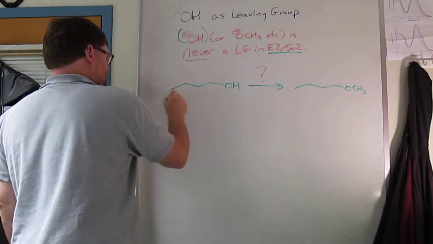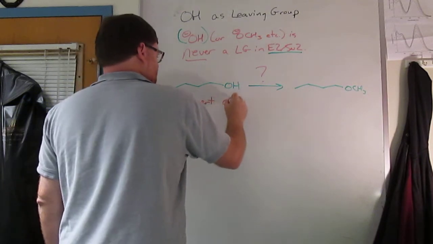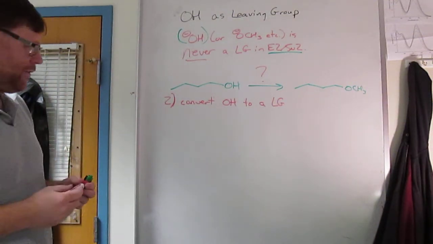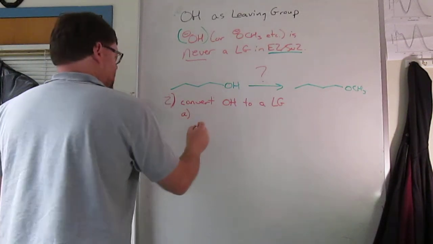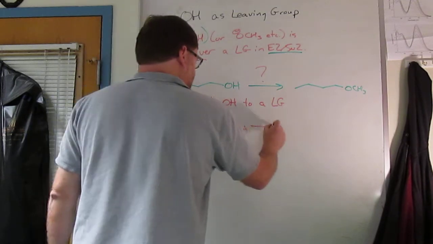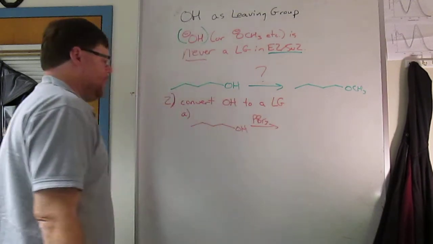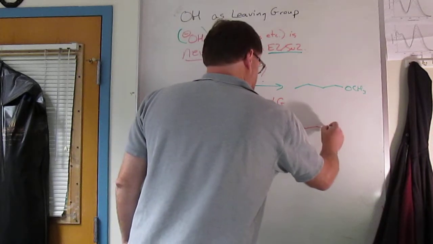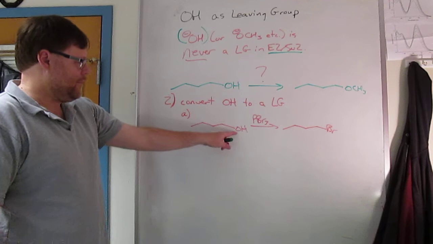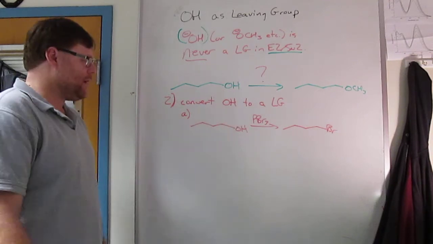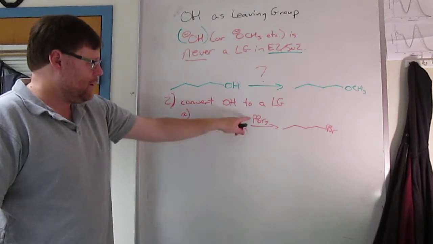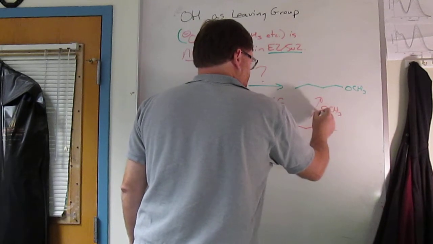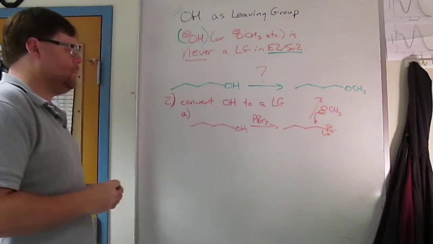The second way is to convert that OH to a leaving group. And there are two different ways to do this. There are two reactions you're going to need to know. They're in the textbook. If you treat an alcohol with phosphorus tribromide or PCl3 or PI3, that converts the alcohol to a bromide. You don't need to know the mechanism of this reaction, but you should know the reaction. An alcohol plus phosphorus tribromide will give you an alkyl bromide, and then you can displace that with methoxide. Okay, that's straightforward.